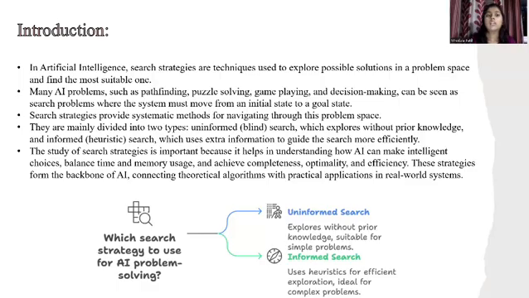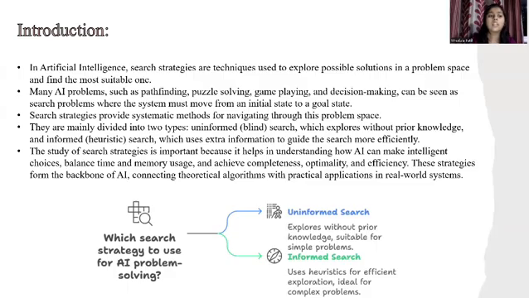Fourth, they are mainly divided into two types, uninformed and informed. Uninformed is also called blind and informed is also called heuristic. Blind is so called because it explores without knowledge, and heuristic is so called because it uses extra information to guide the search more efficiently.